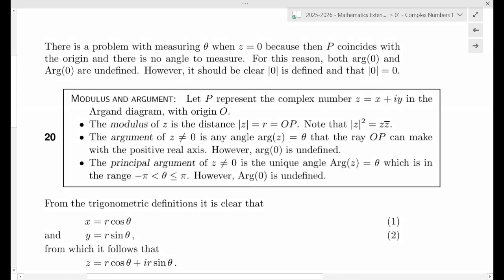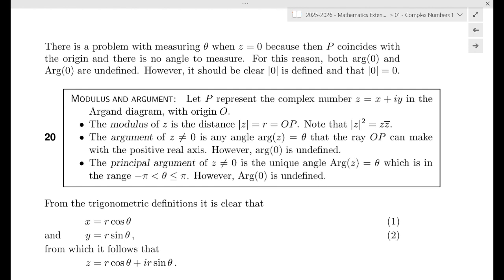All right, Mod Arg. So there is a problem when measuring theta when z is 0 because P coincides with the origin. There's no angle to measure. For this reason, both the argument and the arg0 are undefined. Okay. Modulus and argument, you've got that box on your sheets. So the modulus of z is the distance, which equals r, which equals O to the point, from the origin to the point. The square of the modulus is the product of the conjugate and the complex number.